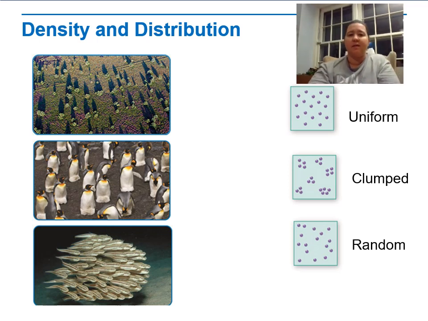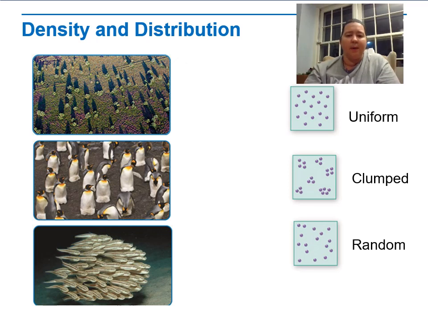Another way we can discuss population and some of the characteristics associated with population is density and distribution. So you probably remember that density just means how much of something is in an area, and then distribution is how much of something is spread out along the entire area that you're talking about.